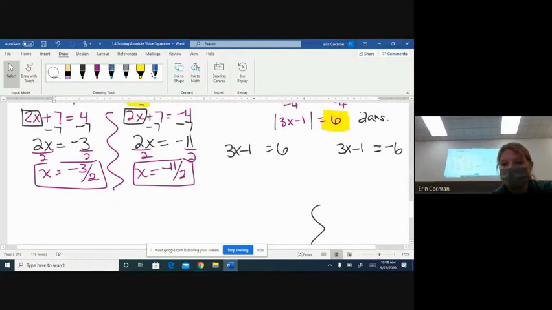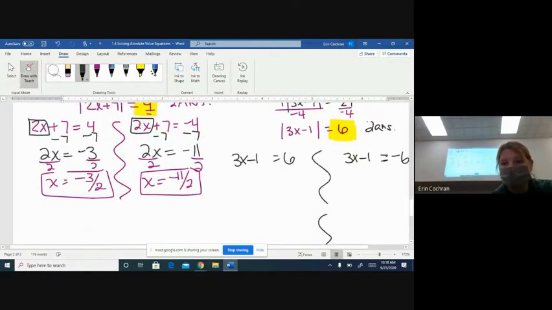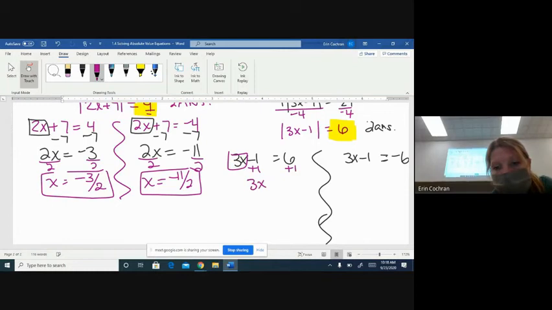All right, solving for 3x. Am I going to move the 3 or the 1 first? The 1. And how would I do that? Add 1. Good. So we have 3x equals 7. And then what? Divide by 3. Great. Can I divide 7 by 3? No, so we leave it as 7 over 3.